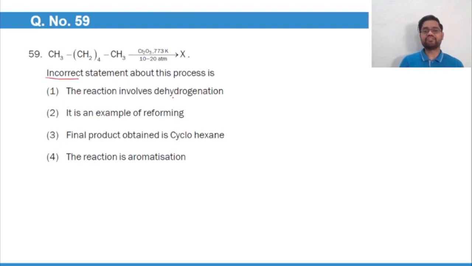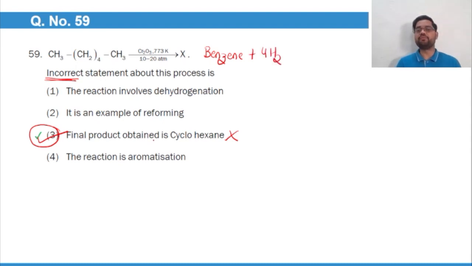The reaction involves dehydrogenation. True. It is an example of reforming. Yes. The final product obtained is cyclohexane. Wrong. That's the right answer. Because we need to know the incorrect statement. Here the product will be benzene, plus 4 hydrogen gas will get evolved.